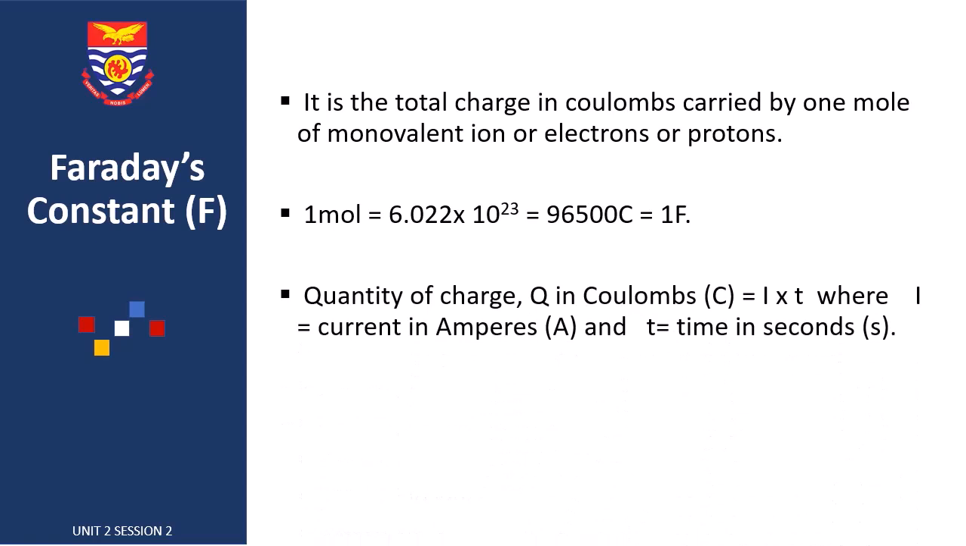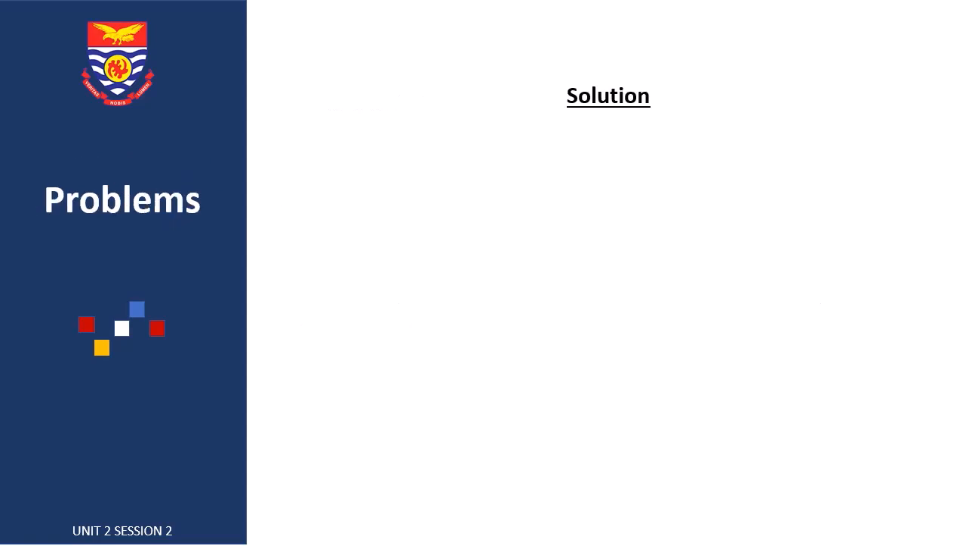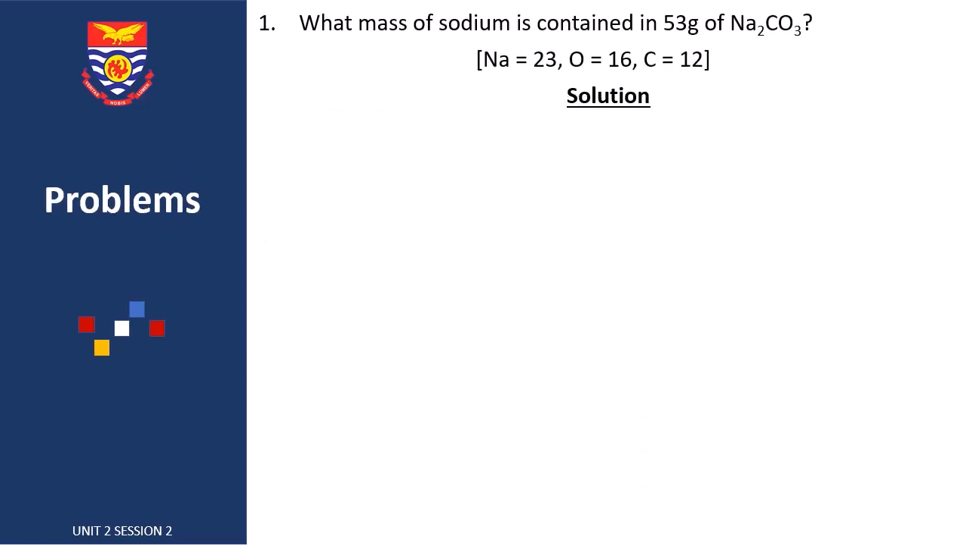Quantity of charge, the column that we have mentioned there, is given as current times time. Current, capital I, and then times small t. But the unit of current is measured in amperes, and then time in seconds. So we can take a problem, now that we have done all these things.